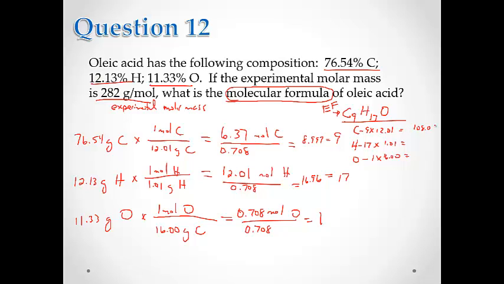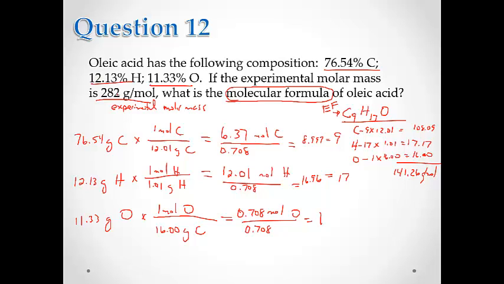So 108.09, 17.17, and the last one would be 16. So the grand total of the molar mass is going to be 141.26 grams per mole. Okay, so this is the molar mass of the empirical.